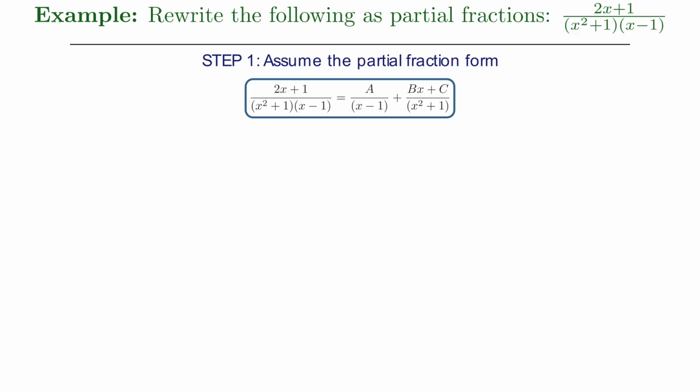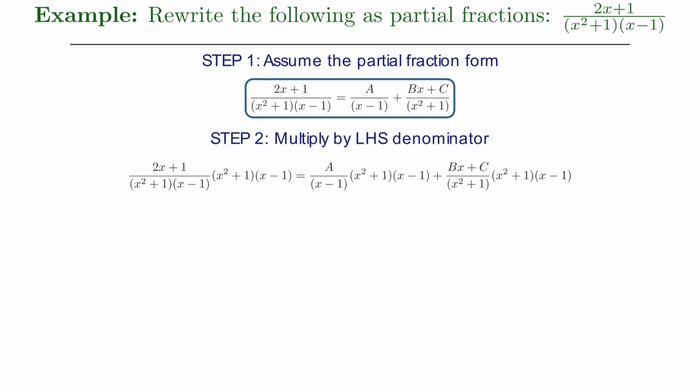Next, we're going to multiply through by the left-hand side denominator, so multiplying through by (x² + 1)(x − 1). On the left-hand side, the denominator cancels. With the A term, only the x − 1 cancels. And with the Bx + C, the x² + 1 cancels. This leaves 2x + 1 equals A times (x² + 1) plus (Bx + C) times (x − 1).